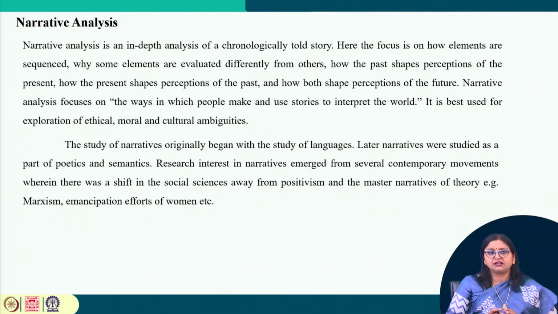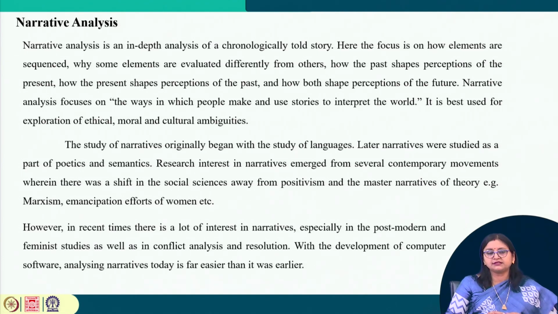Later, narratives were studied as a part of poetics and cinematics, and research interest in narratives emerged from several contemporary movements wherein there was a shift in the social sciences away from positivism and in the master narratives of theory like Marxism or emancipation efforts of women, etc. However, in recent times there is a lot of interest in narratives, especially in postmodern and feminist studies as well as in conflict analysis and resolution. With the development of computer software, analyzing narratives today is far easier than it was earlier.